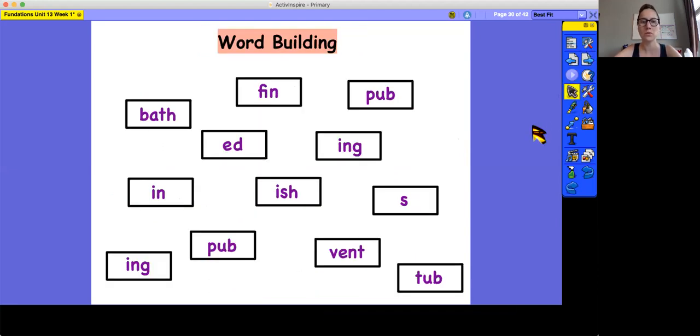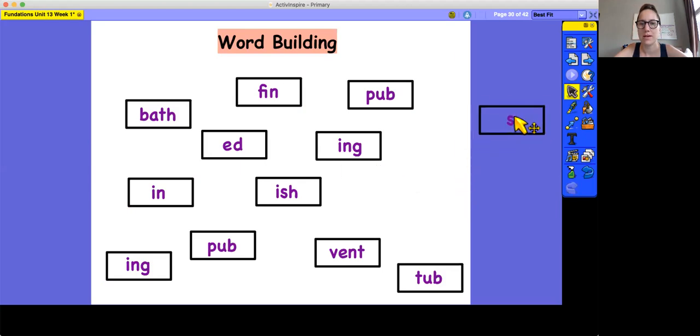Today we're going to make some words. So there's word parts all over the board. We need to put them together to make words. Every single one of the words has 2 syllables, and every single one of the words has a suffix. So the first thing I'm going to do is move my suffixes over to the side. So I know I have my suffix S.